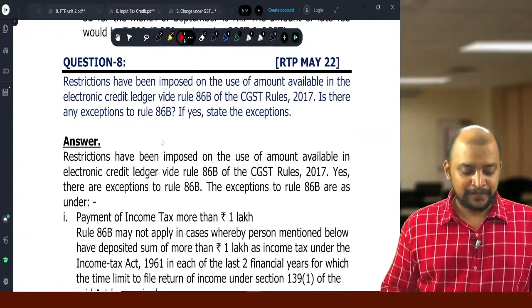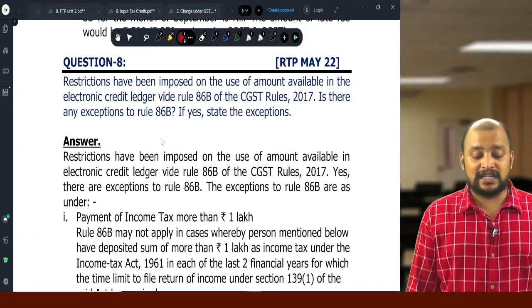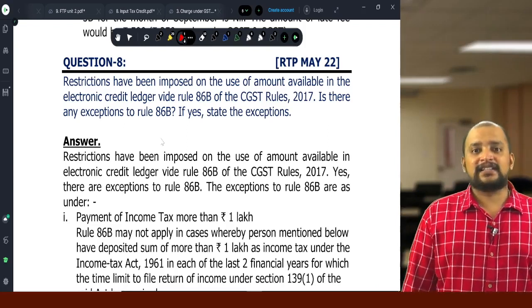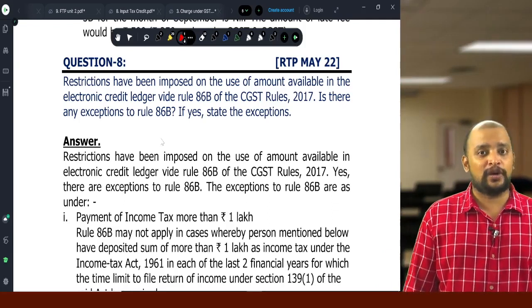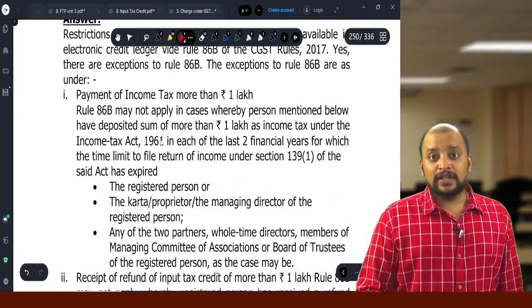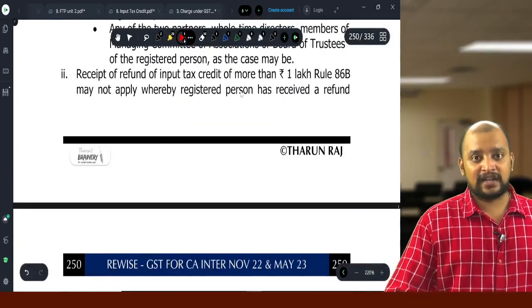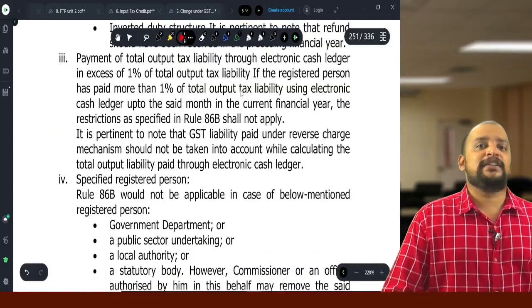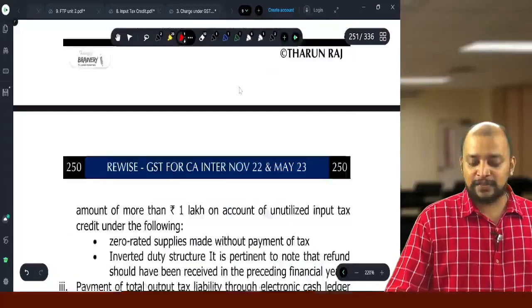Then another question. Restrictions have been imposed on the use of amount available in the electronic credit ledger under rule 86B. Are there any exceptions? State the exceptions. Yes. First, it is not applicable to government department, PSU, statutory body and local authority. Then those who paid income tax more than 1 lakh in each of the preceding 2 financial years. Then refund more than 1 lakh in the preceding financial year and cumulatively paid 1% up to the current month through electronic cash ledger. So that theory part you need to write about 86B.